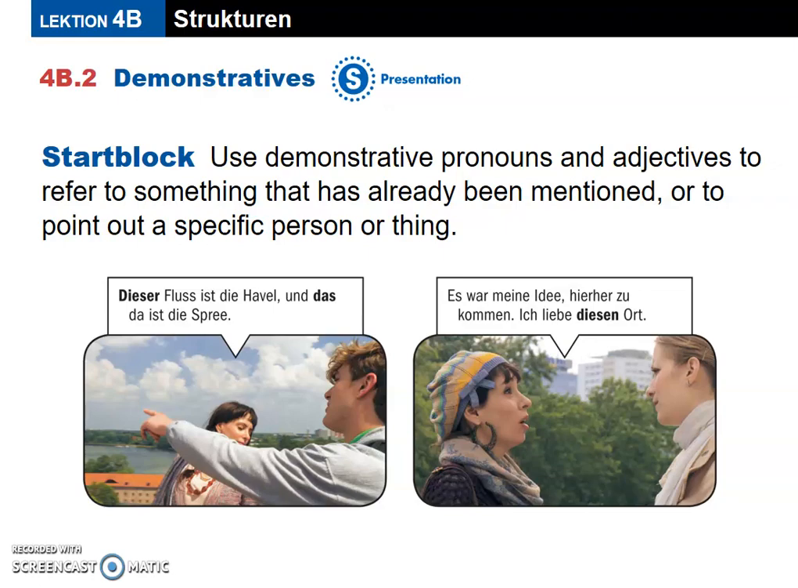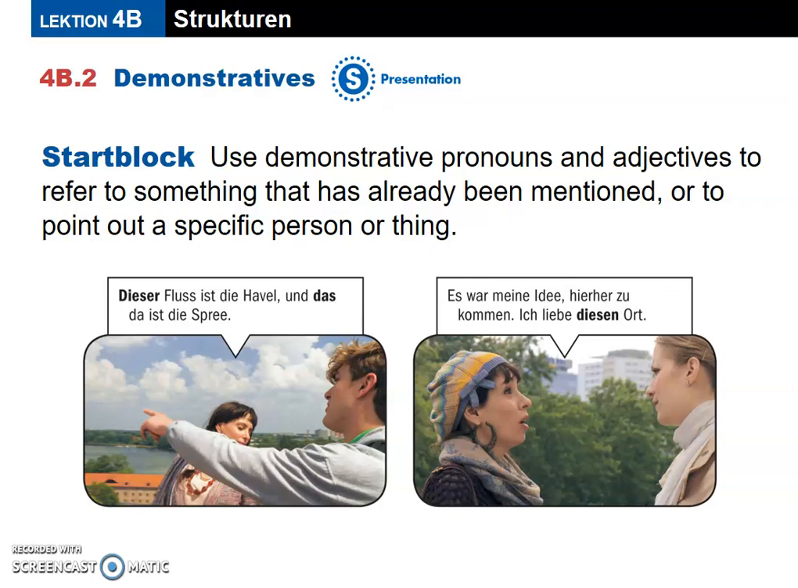Okay, so let's take a look at our examples down below. We have dieser Fluss ist die Havel und das da ist die Spree. So we have this river there is, or that river there is the Havel, and that there is the Spree. So that is how we would translate those. That's what they look like in context. The first one, dieser, is a demonstrative adjective, and the das is a demonstrative pronoun. And then we look at the next example. Es war meine Idee, hierher zu kommen. Ich liebe diesen Ort. It was my idea to come here. I love this place. So this is a demonstrative adjective, and it's describing the place, this place.